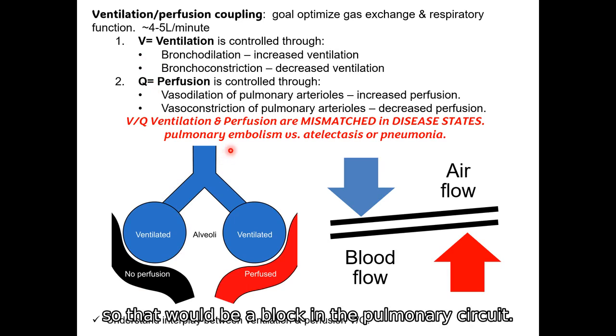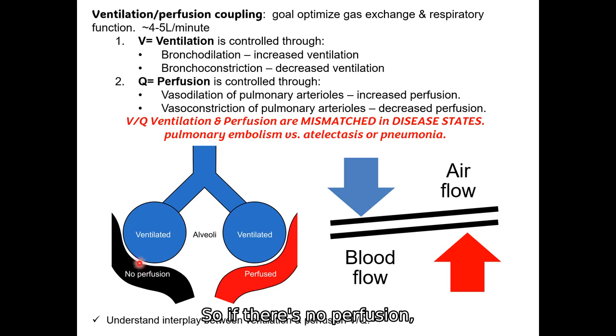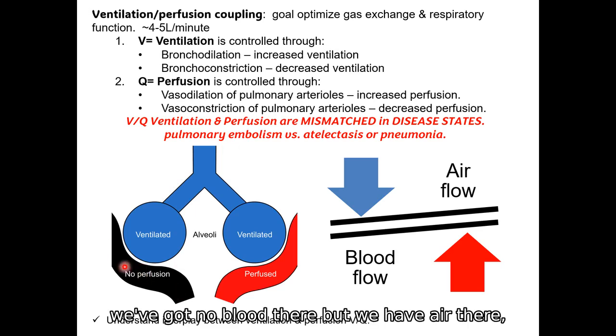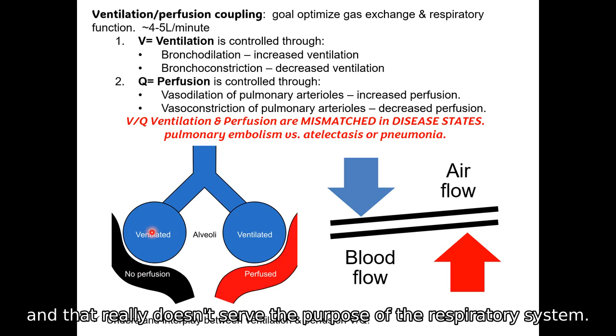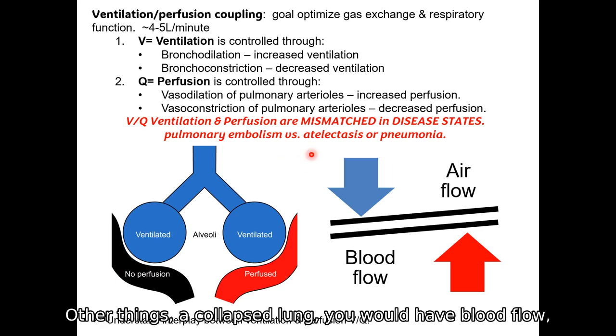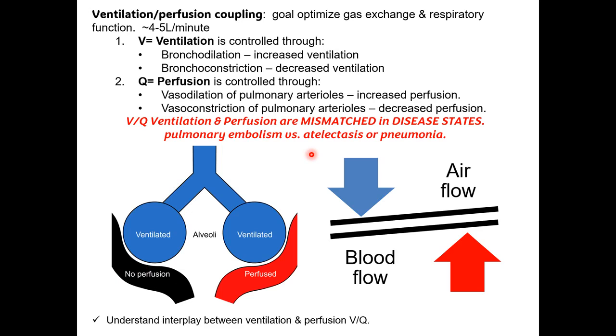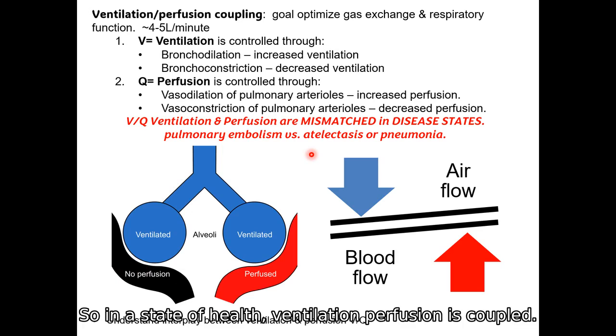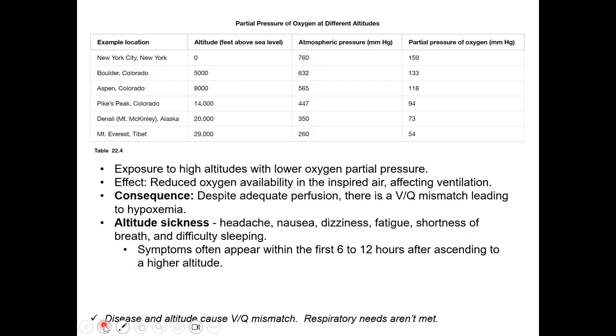So we talked about pulmonary embolism, so that would be a block in the pulmonary circuit. So if there's no perfusion, we've got no blood there, but we have air there. And that really doesn't serve the purpose of the respiratory system. Other things, a collapsed lung, you would have blood flow, but you wouldn't have any airflow. So in a state of health, ventilation and perfusion are coupled.